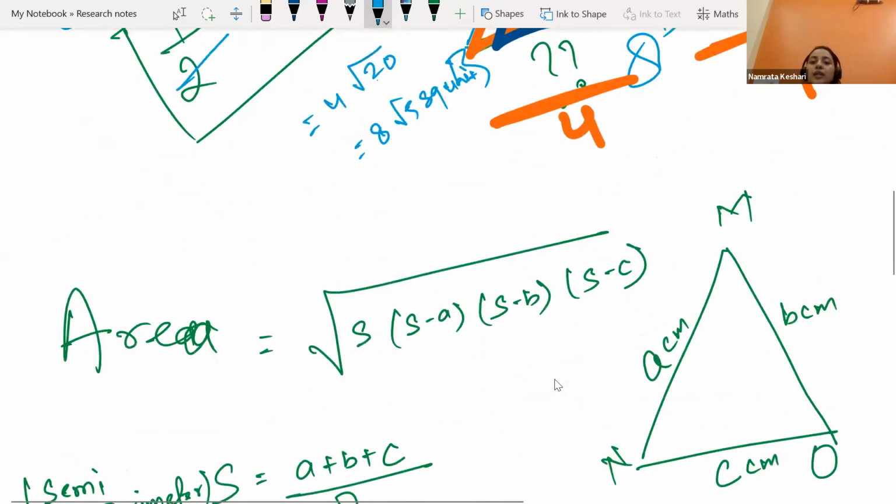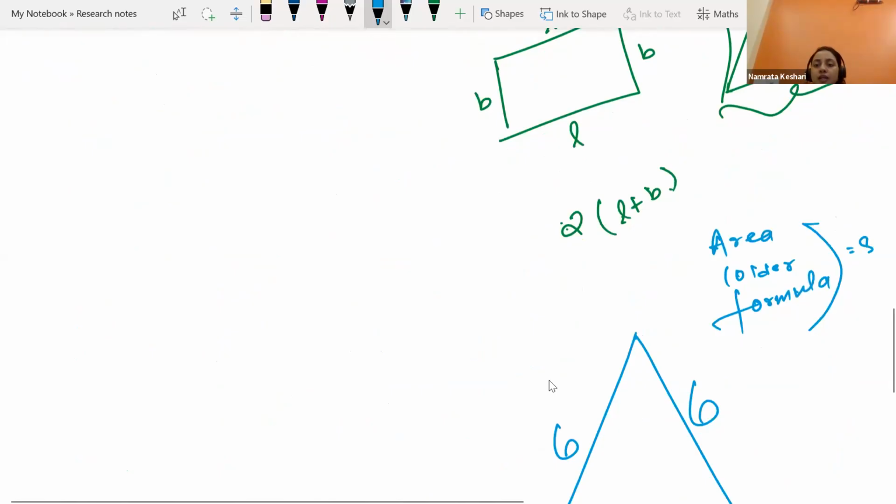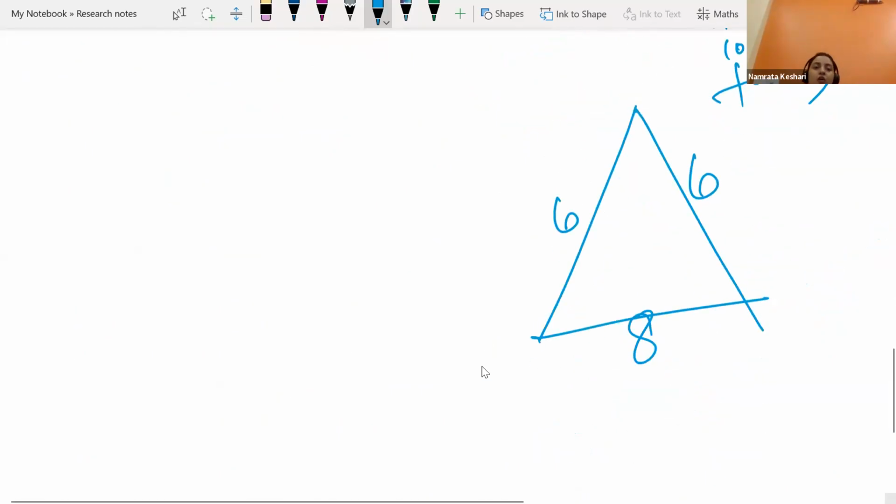We already know that 8 root 5 is the area by the older formula. We want to check that Heron's formula is also going to give us the same area, because we are talking about the same triangle. So Heron's formula says, for finding the area, at first find the S. S means (A plus B plus C) by 2.